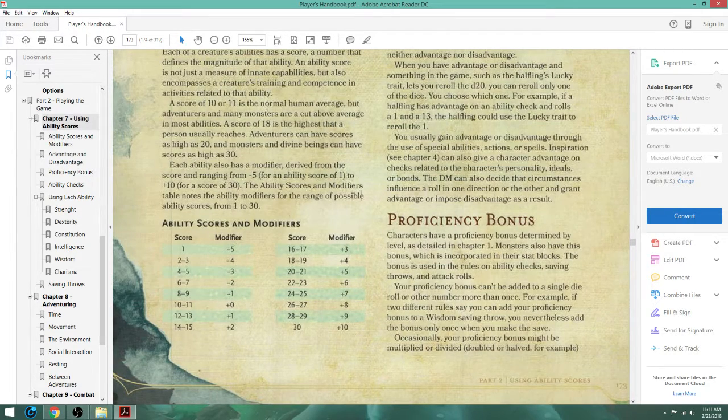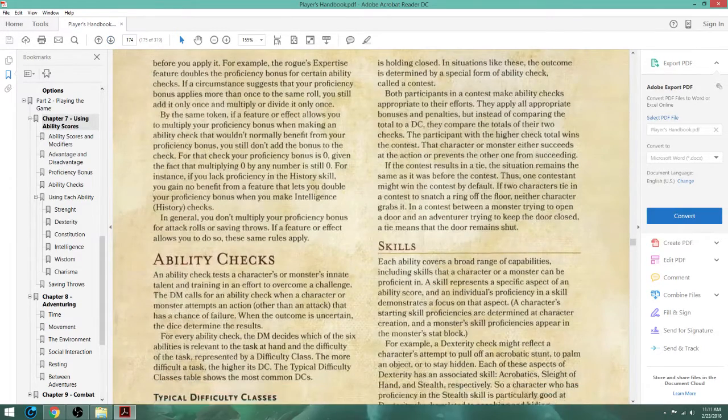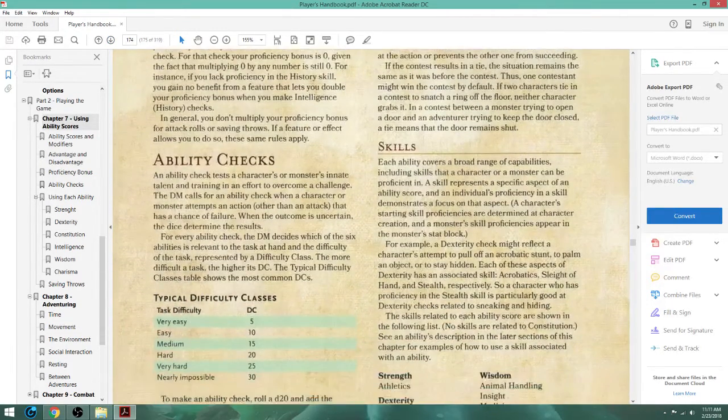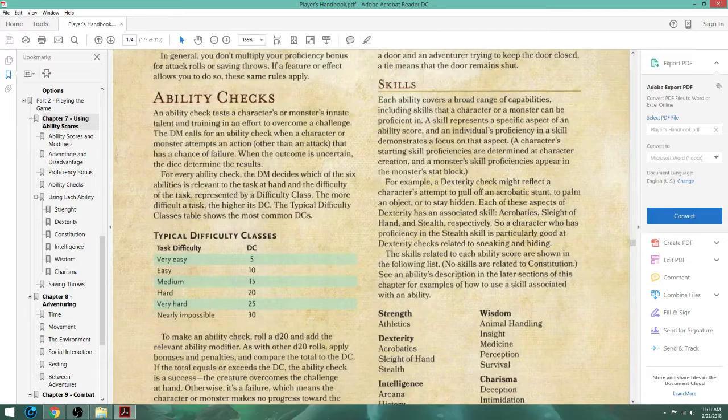Now there are some skills out there that go about it even more. Now ability checks have what is called a DC, which is the difficulty class. These are determined by your dungeon master. You'll never know what the DC is on something unless he outright tells you.